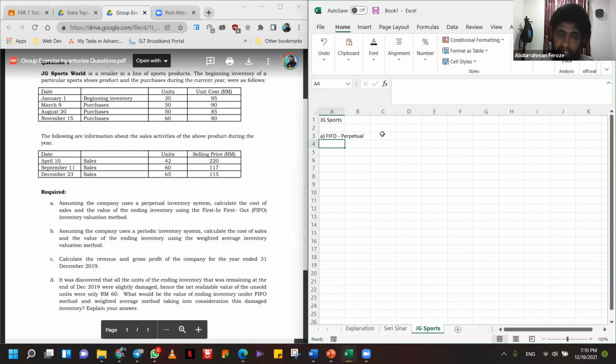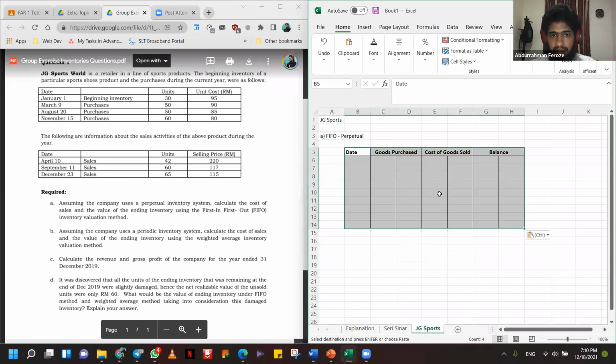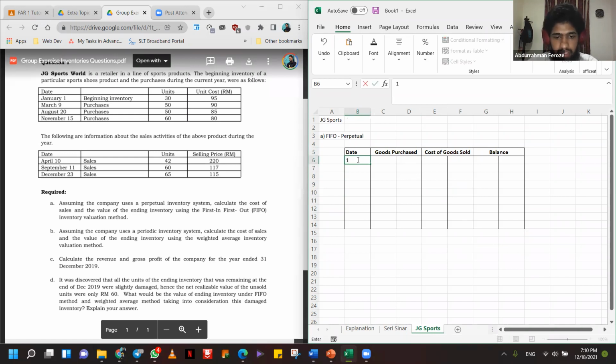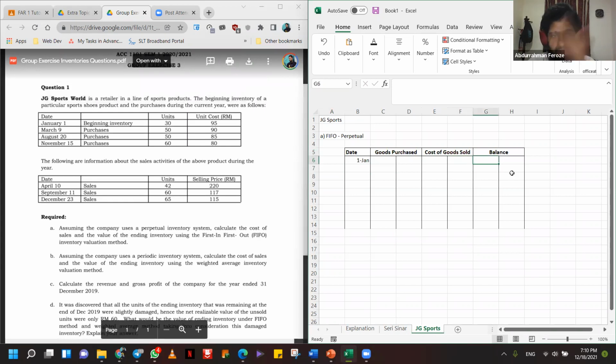So here they're asking us to do, the last question that we did was the perpetual inventory system, not periodic. So here in part A, we will be doing what we did in the last question for FIFO. So let's just copy this. So here we have on 1st January a beginning inventory of 30. 30 into 95, that would be 2,850.